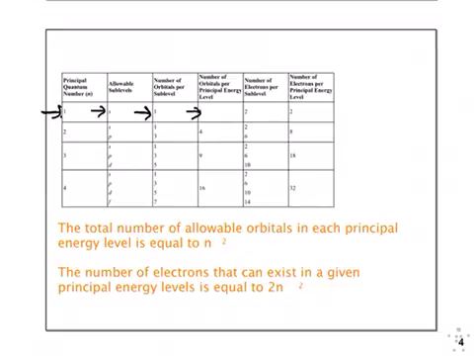And then the number of electrons per sublevel, each sublevel can have a maximum of 2. And since we only have 1 sublevel, we can only have 2 electrons as the maximum. You could have 1, but the maximum you can have is 2. And then the number of electrons per principal energy level would also be 2.